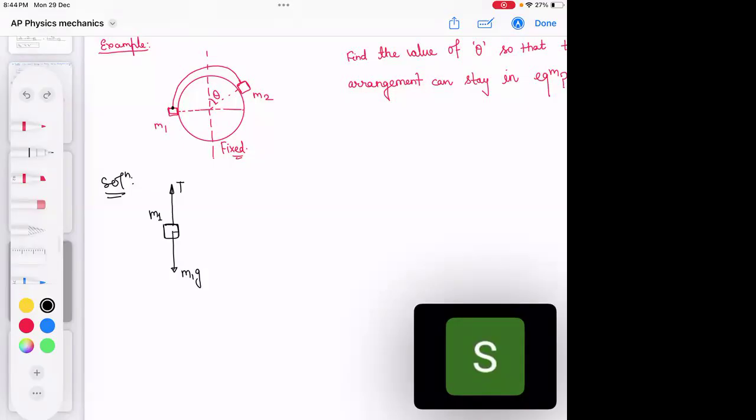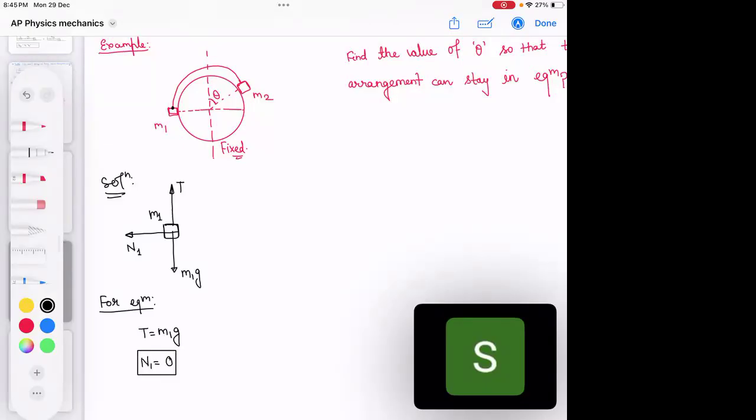Can you tell me what else will be acting? Will there be one more force? Normal due to the sphere will be acting. Are you clear about these three forces? So that means what is the equilibrium? So for equilibrium of M1, can I say T should be equal to M1G and N1 should be equal to, an interesting thing you are going to learn here. N1 should be coming to what? 0.